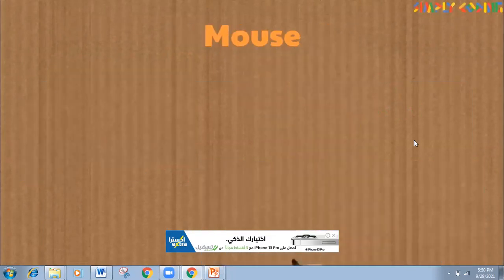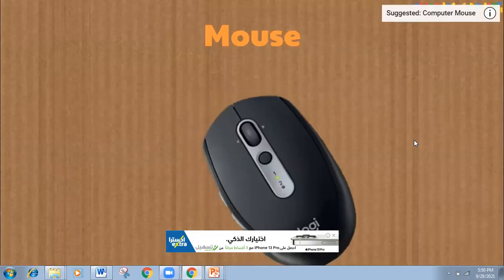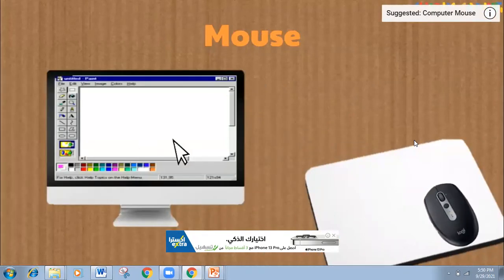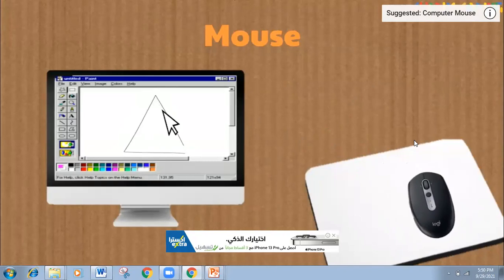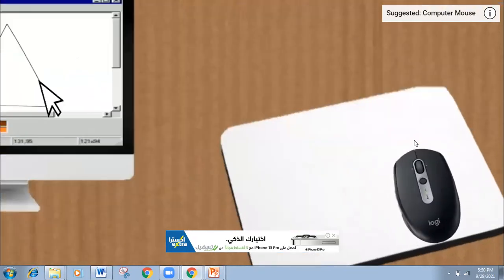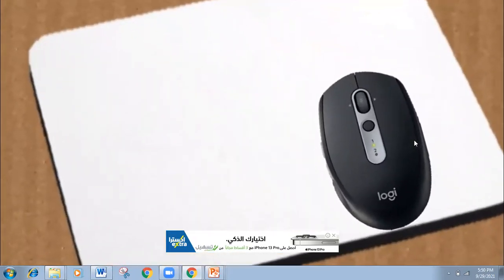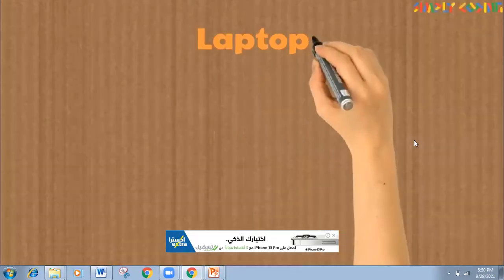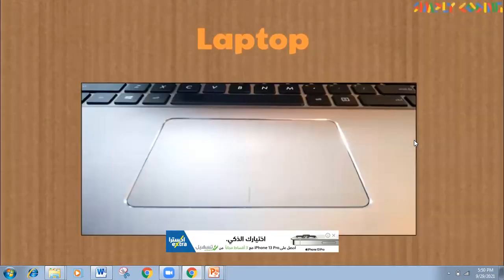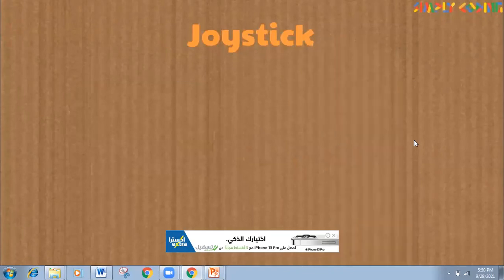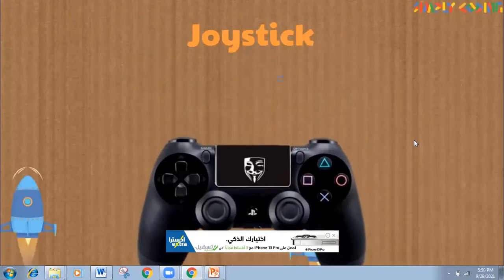Mouse is the most common pointing device. It is held by hand and is used to control the cursor or pointer on the monitor. It has 2 or 3 buttons to draw or play games on the computer. For a laptop, a touchpad is used instead of mouse. Joystick is another pointing device which is used to play games on the computer.